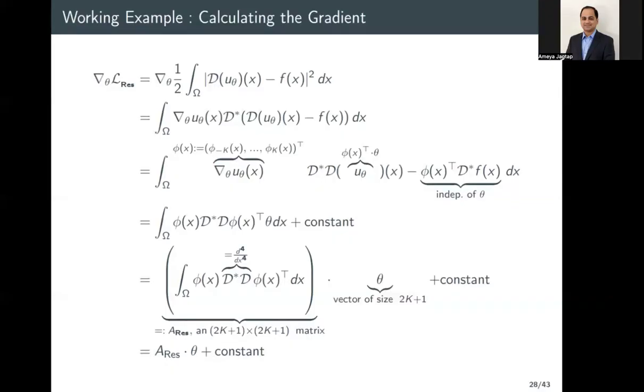I have one. So I'm still not clear how you're coming to the second step. So how you are getting the gradient of u theta? Yes, there. Okay. Yeah. So then, okay.